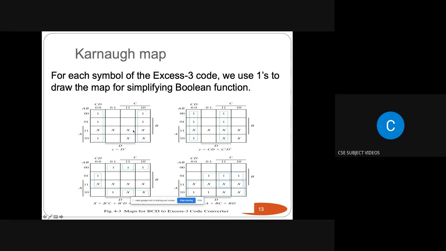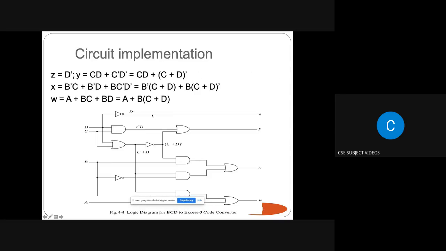So this is the Karnaugh map we have found. And with the help of this Karnaugh map, we are able to get the Boolean functions. After getting the Boolean functions, we have to draw the circuit diagram. So this is the circuit diagram for the code converter BCD to XS3 code.